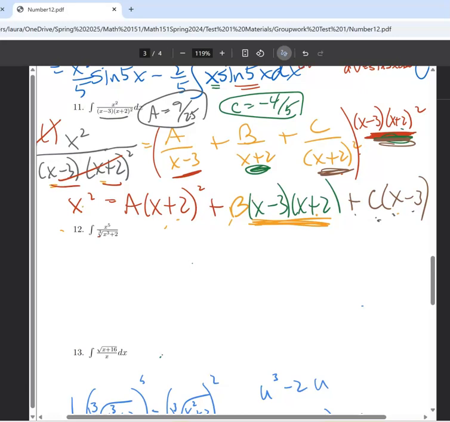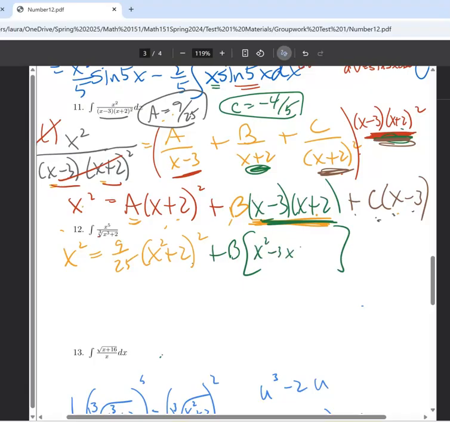Okay, so now I'm going to even take the time to put in what I know. So I'm going to put in that the A is 9 over 25, 9 over 25, (x plus 2) squared. It's the B I'm trying to solve for, right? But I'm going to multiply this out so I make sure I don't miss a term. x squared minus 3x plus 2x minus 6, and then minus Cx, plus Cx, minus C times 3.